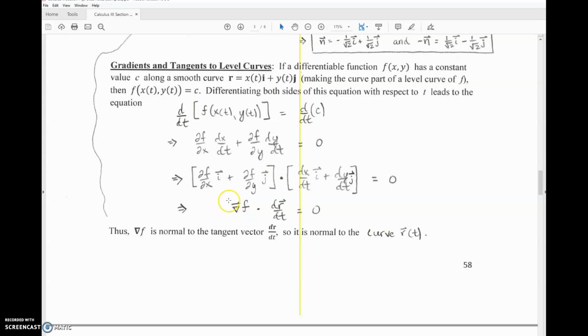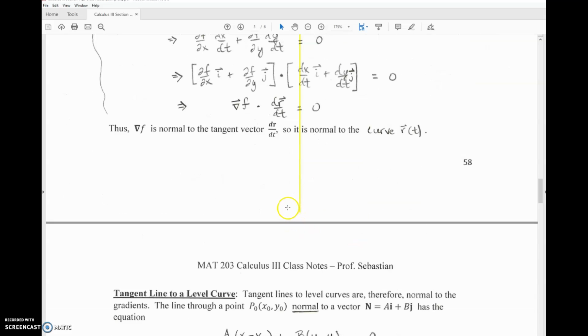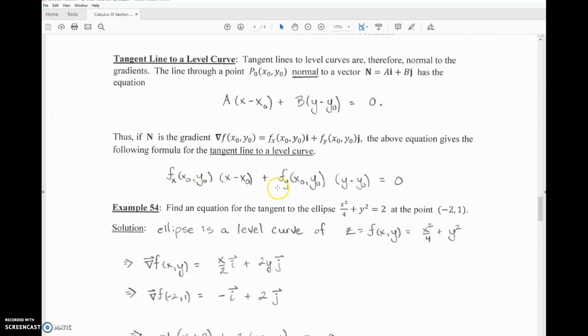So what we've said is if we have a level curve of f, then the gradient of f is normal to the tangent vector on that level curve. So it's normal to the curve. Now normal means perpendicular, right? So the gradient of f is perpendicular to level curves. So what's the tangent line to a level curve? The tangent lines to level curves are therefore normal to the gradients.